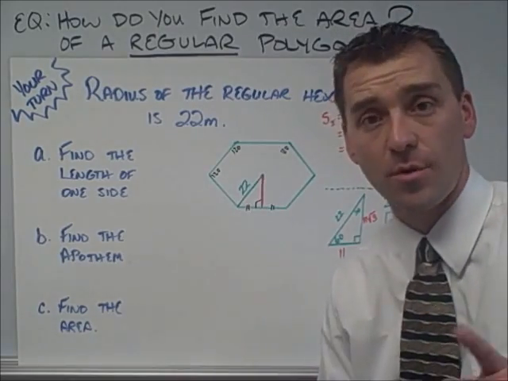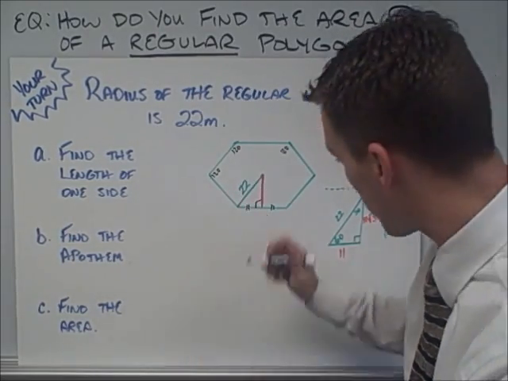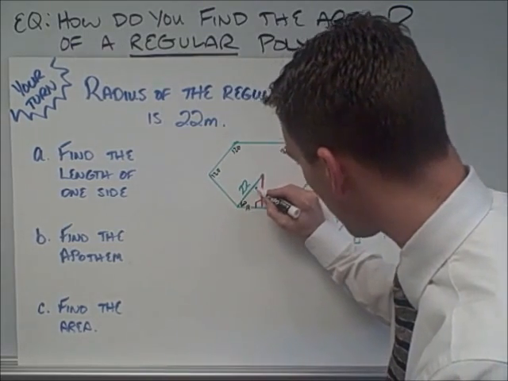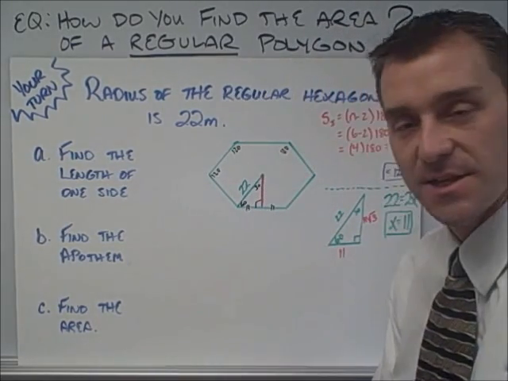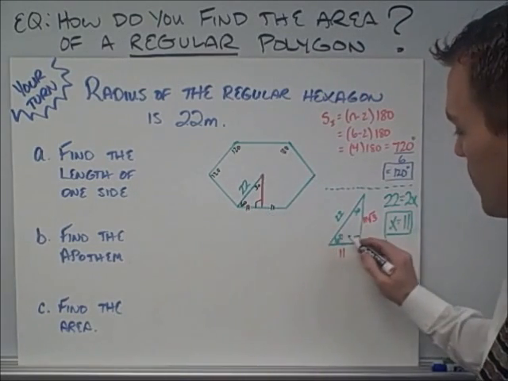Now that's extremely important because remember, a radius bisects the angle. So that means this has to be 60 right here. So now we're looking at a 30, 60, 90 triangle. Sweet. So this is 30, 60, 90. I pulled that triangle out over here.